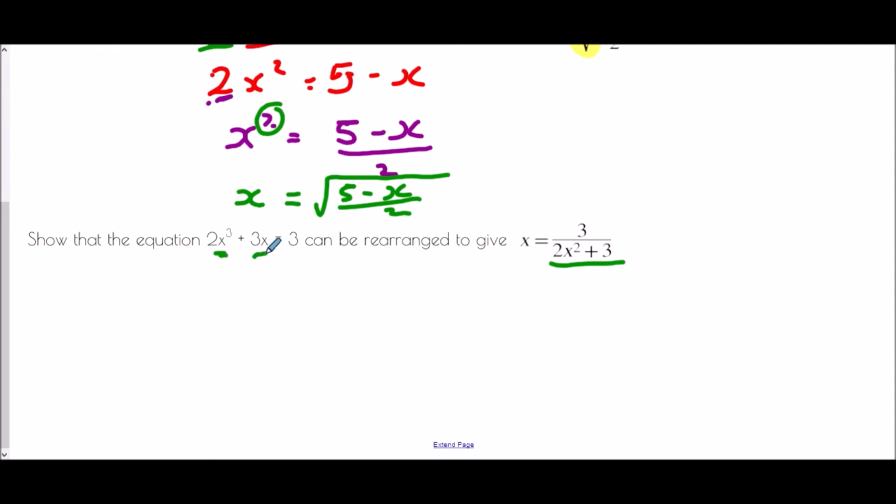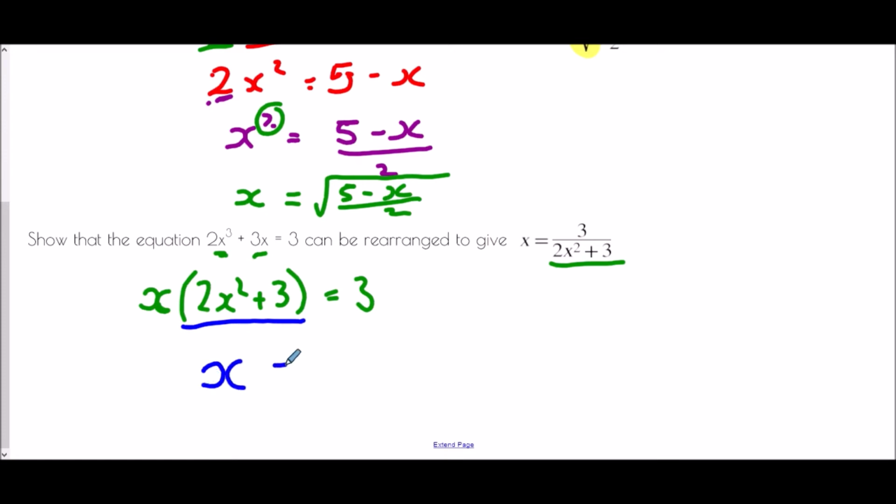And so in this case, the very first thing is that actually we have factorised that expression. And we factorised by taking a factor of x. So it's x brackets 2x squared plus 3 equals 3. And so now if I need to get x all on its own, well, all I need to do is divide by everything that was in the bracket. And so x equals 3 over 2x squared plus 3.